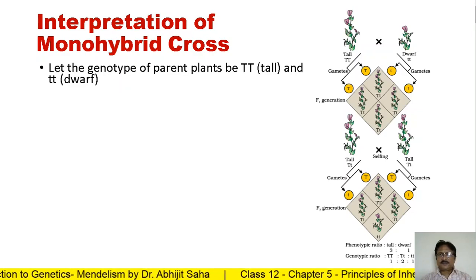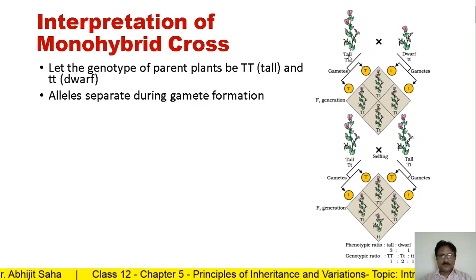Since these plants are diploid, the genes will be 2. Capital T capital T is a homozygous condition. Small t small t is a homozygous condition. So these are homozygous plants or pure plants. What he found was that capital T and small t separate during gamete formation. This is actually segregation. So here you can see capital T and capital T are separating, and small t and small t are separating during gamete formation. This is the principle of segregation.